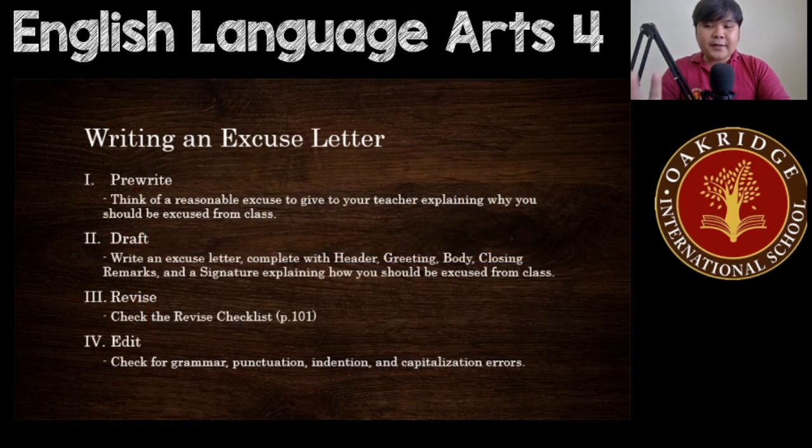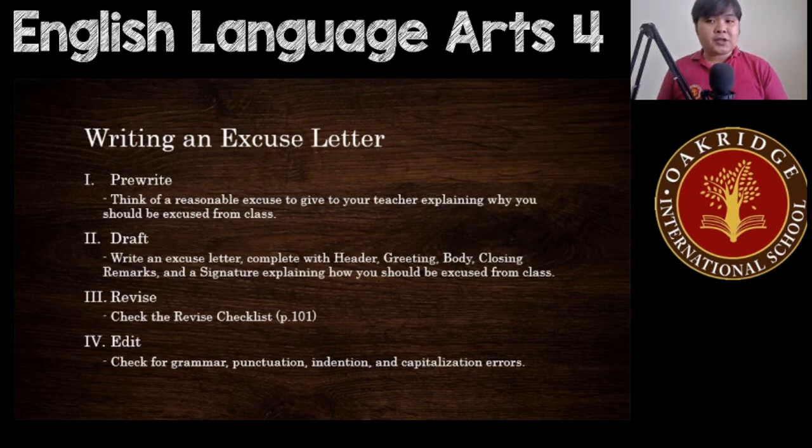For this, you would have to do your pre-write. Your pre-write would be to think of a reasonable excuse to give your teacher explaining why you should be excused from class. Also, for your draft, once you're done with your pre-write, start writing your excuse letter already. It has to be complete. It has to have a header, a greeting, a body, closing remarks, and a signature. Please make sure that you explain how you should be excused from class.